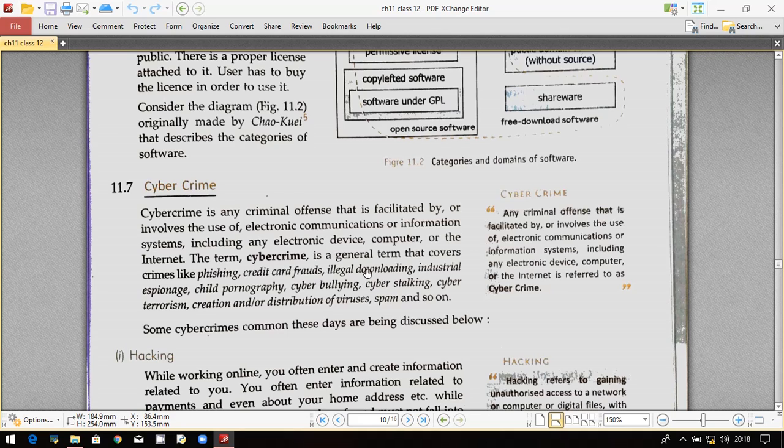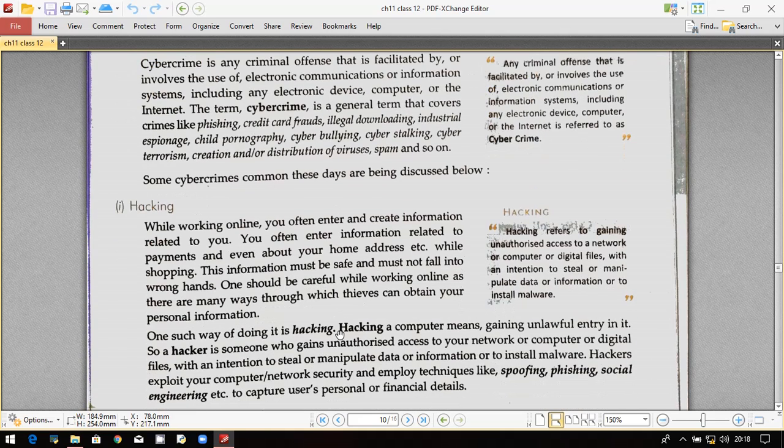The term cybercrime is a general term that covers crimes like phishing, credit card frauds, illegal downloading, industrial espionage, and child pornography, and all these topics. So we will discuss all these topics in detail. So the definition is clear: any criminal offense that is facilitated by or involves the use of electronic communications or information systems, including any electronic device, computer, or the internet, is referred to as a cybercrime. So let's discuss the first cybercrime, that is hacking.